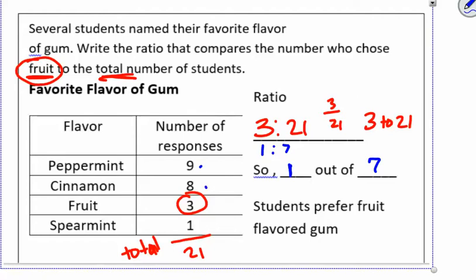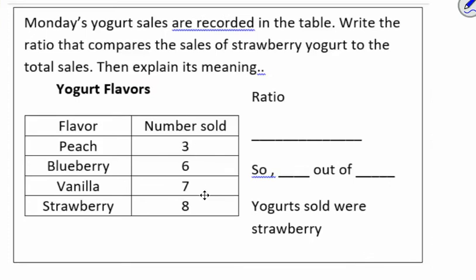All right, you try this one then by yourself. Monday's yogurt sales are recorded in the table. Write the ratio that compares the sales of strawberry yogurt to total. So look, I'm underlining because that's a strategy. Strawberry yogurt to total, all right? You fill this in, pause the video, and come back when you have it.